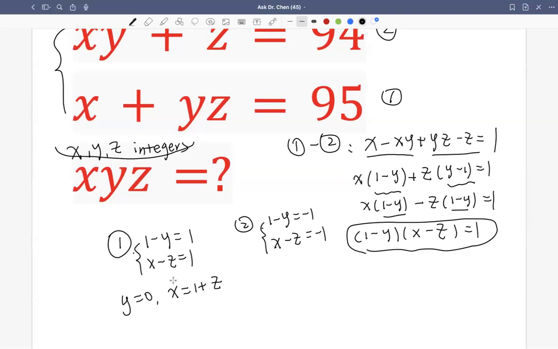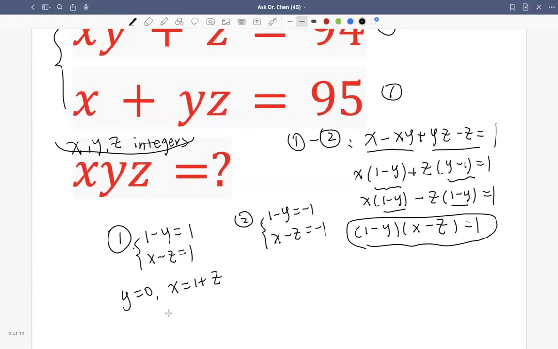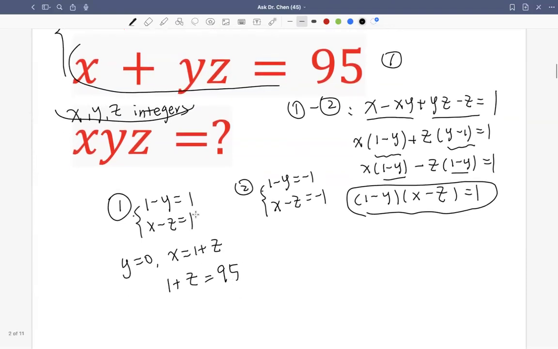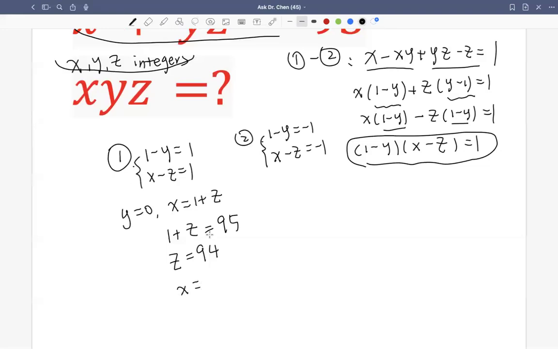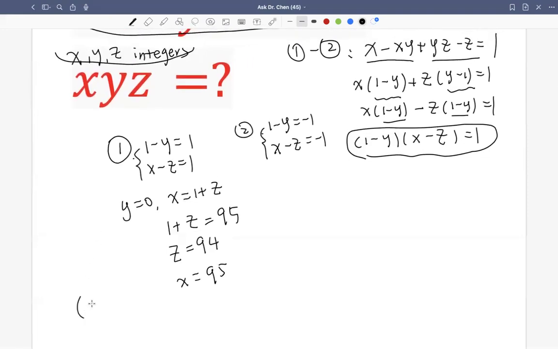So let's just substitute in. x equals 1 plus z. We're using this second equation. Substitute x with 1 plus z, then y is 0, so 0 times z is 0. So 1 plus z equals 95. Subtract 1 from both sides, that means z equals 94. And then x equals 1 plus 94, which is 95. So we get one solution from the first case: x equals 95, y equals 0, z equals 94.